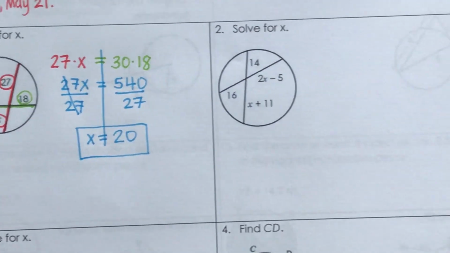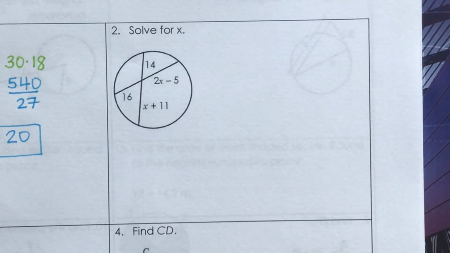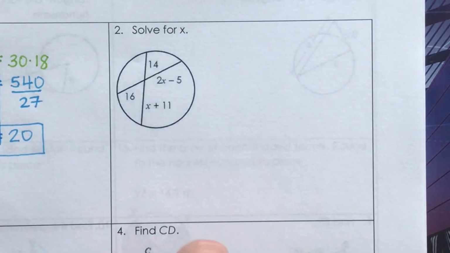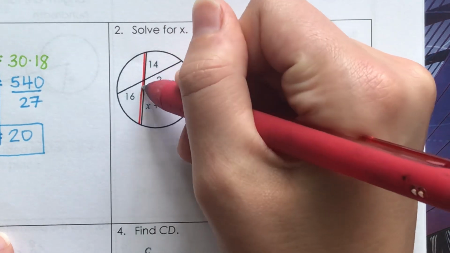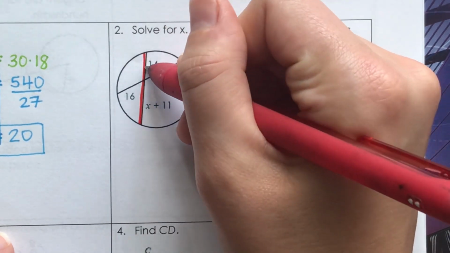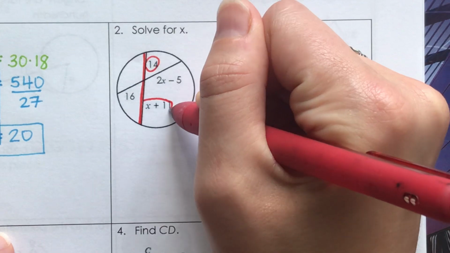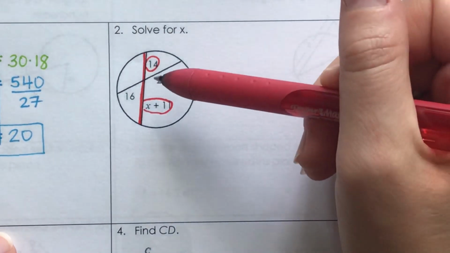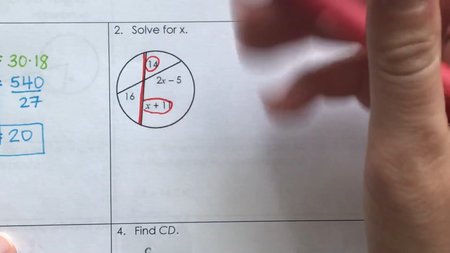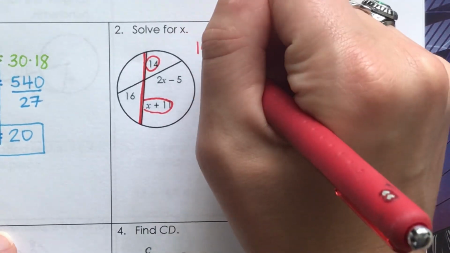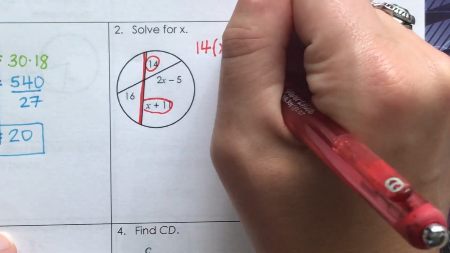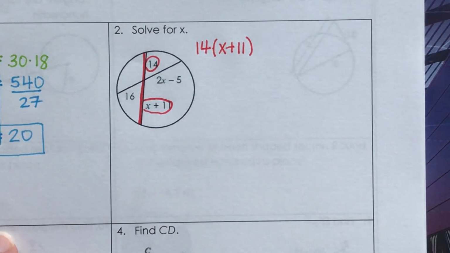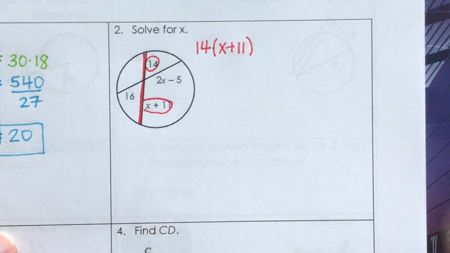Easy stuff. Okay, for number 2, I'm going to do the same setup. So I'm going to look for one segment first. Doesn't matter which segment you choose. I'm going to pick this one with the 14. And I like to do it in 2 different colors just so that I can see which numbers go together. All right, now when I do this one, I've got one segment is 14 times my second segment, the whole thing is x plus 11, so I have to put that in parentheses, right, because it's a whole, that's the whole segment here is x plus 11.